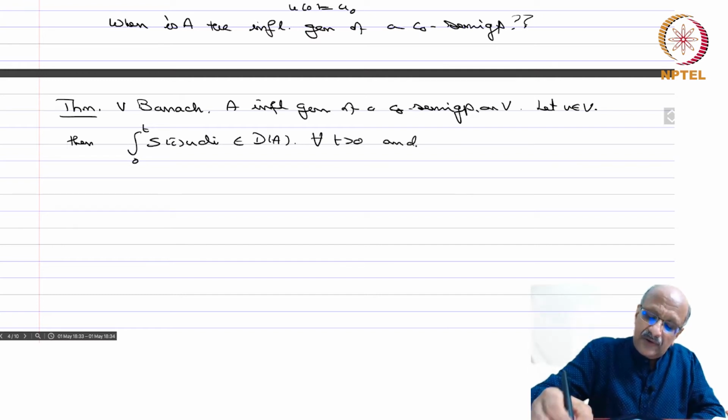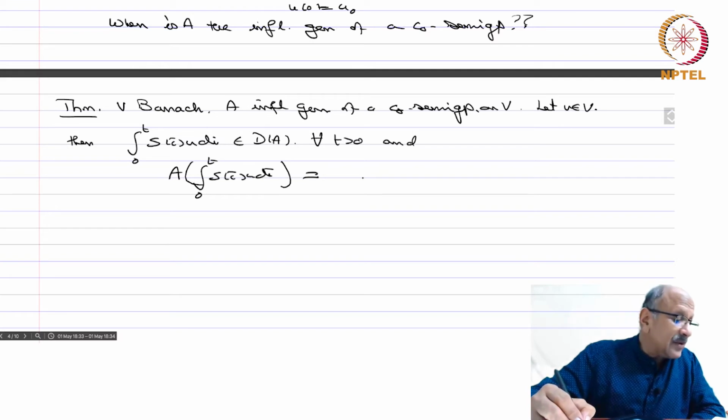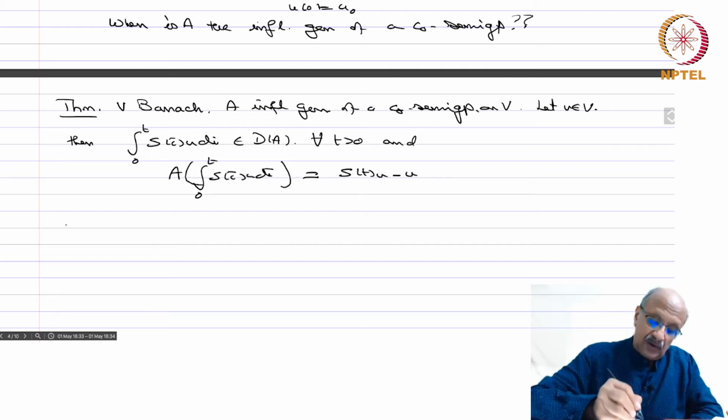And so, once it is in D(A), we would like to know what is the action of the operator A on the integral of S(τ)u, and that is equal to nothing but S(t)u minus u. So, very beautiful result. Okay, so proof.